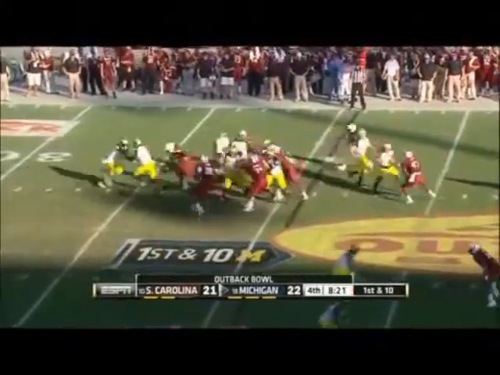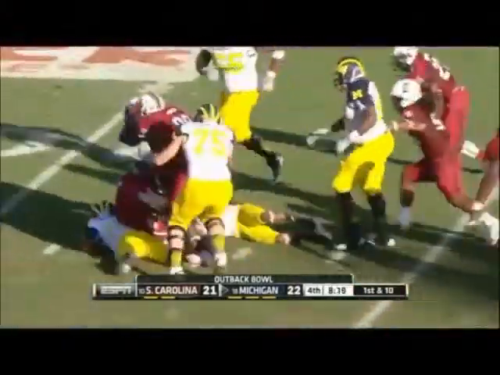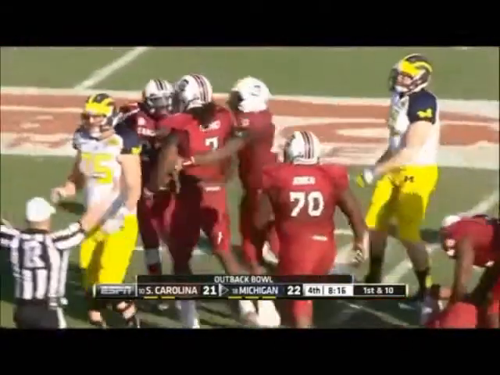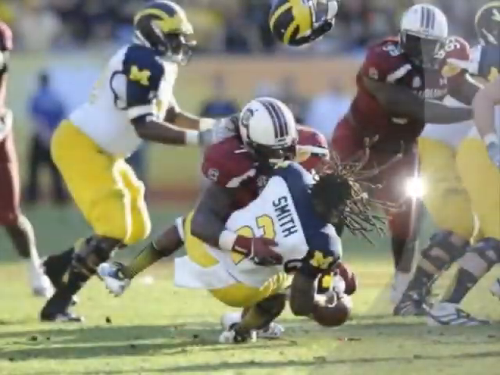Wow. Michigan at the 41. What a hit! Ball's free on the ground. South Carolina deserves to have it, and they do.